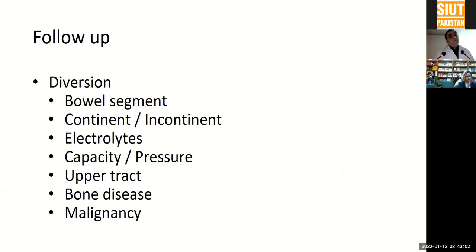For the diversion, we should keep in mind the bowel segment used for diversion, whether it is continent or incontinent, and how the electrolytes of the patient are, and regarding the capacity of the diversion and different metabolic disorders such as bone disease, and regarding malignancy, which can be a second malignancy or the primary disease.